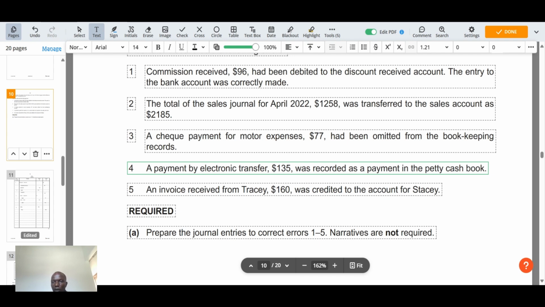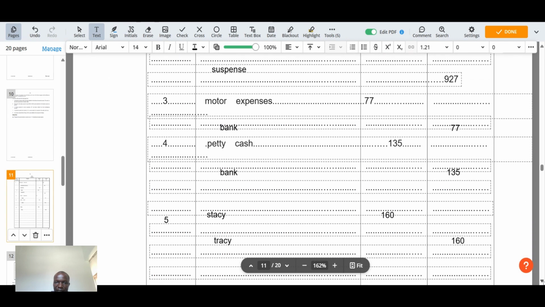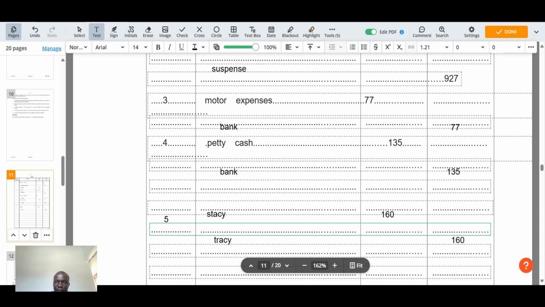So what do we do here? We have to make sure that we debit our petty cash to put back the amount, and do the right thing of crediting the bank, because this amount was paid by bank. That is how this error was corrected here. Petty cash, debit 135, to make sure that we put it back.